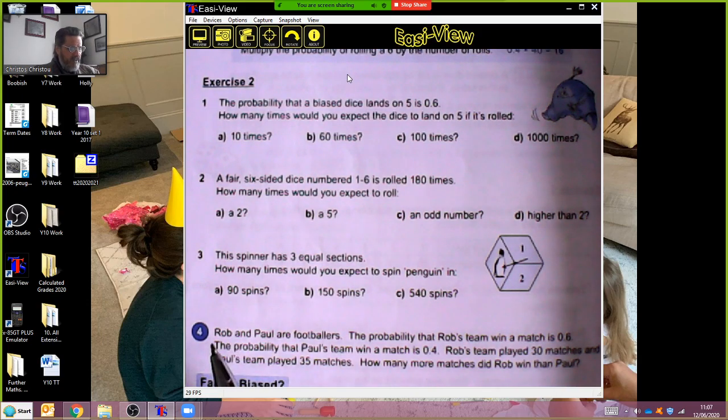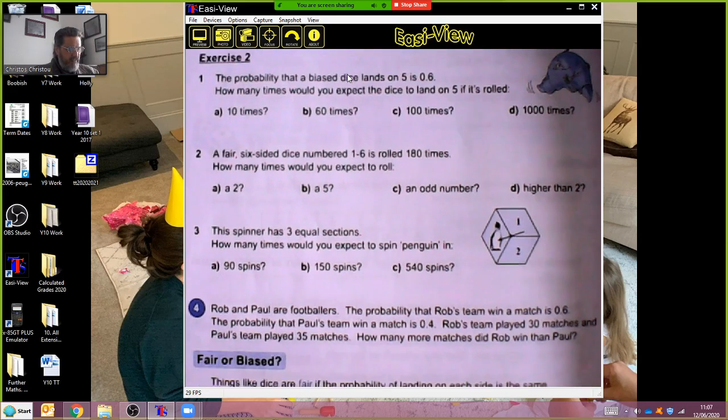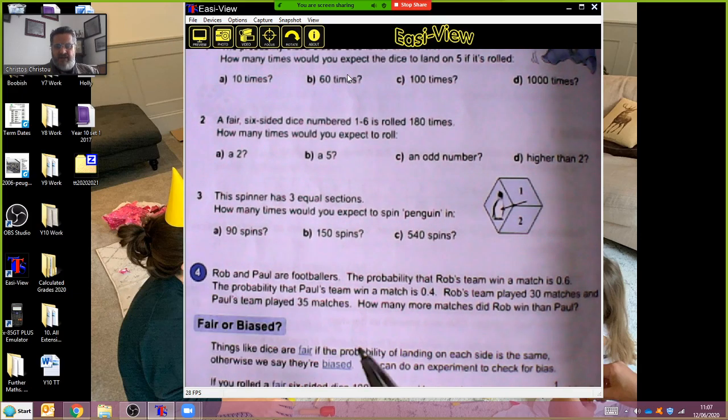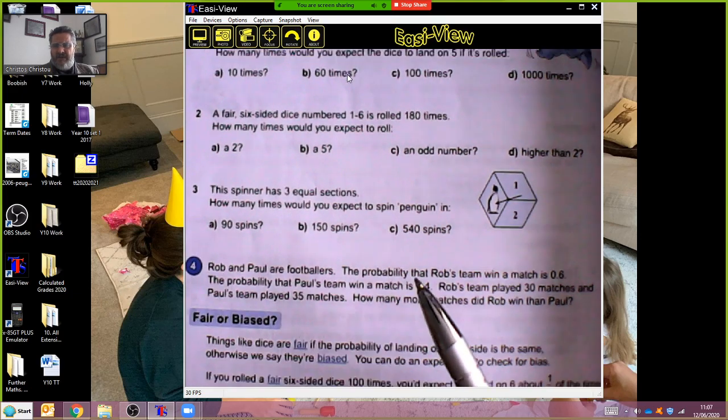So anyway, what's the chance of landing on a penguin? 1 over 3. What if you spin it 90 times? 1 divided by 3 times 90 equals 30 penguins. And that's all there is to it. And there's a beautiful question there, which is extension-y. Not very difficult, just read the English of it, really.